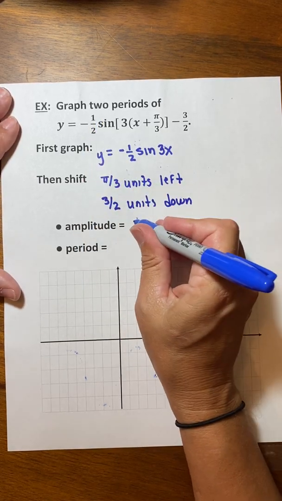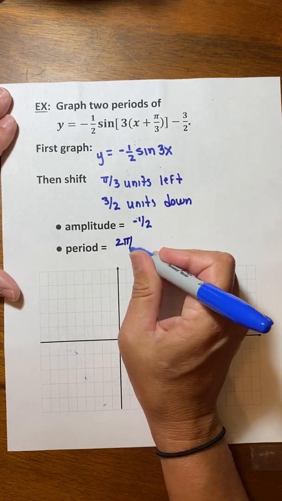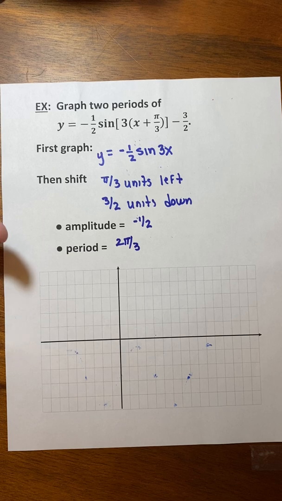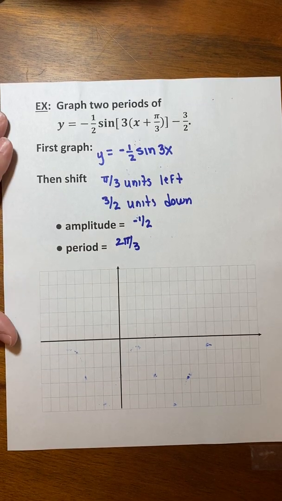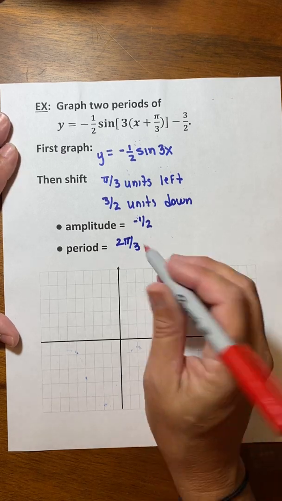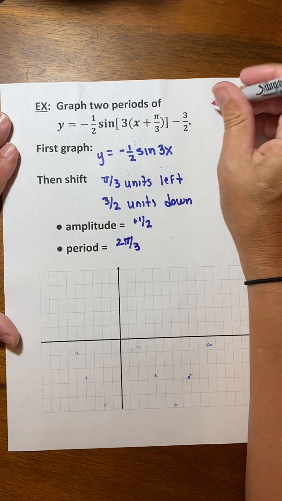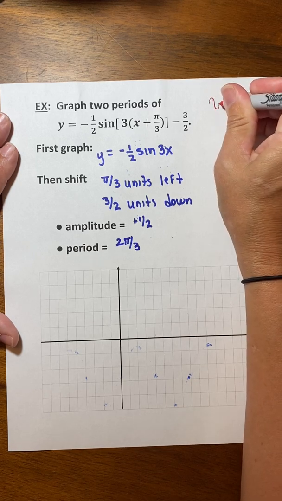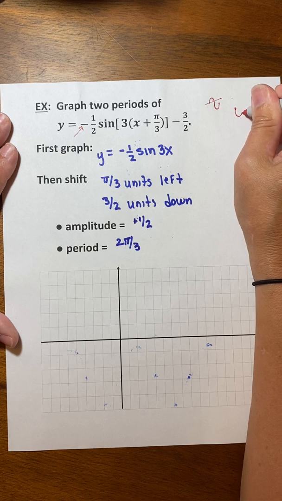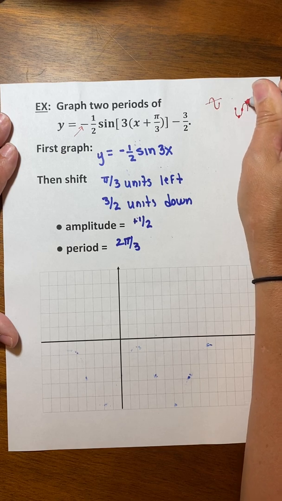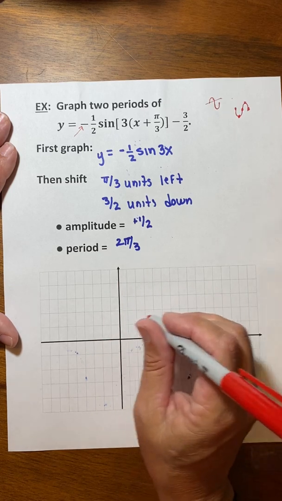The amplitude is -1/2, and the period is 2 pi over 3. So this is getting a little complicated. All right, 2 pi over 3. All right, so let's draw one period. So the amplitude is, whoops, it should be +1/2. Amplitude's always positive. All right, keep in mind, this is the regular sine curve, but because of the negative, we're going to flip it upside down, and we're going to draw it like this. And these will be my 5 key points. So the amplitude is 1/2.